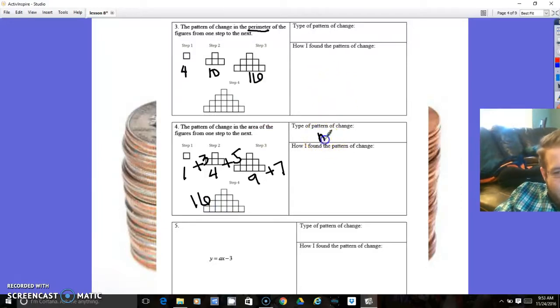So this is neither. And I know we've talked about this in the past. This is a quadratic pattern because it has a second difference. The amount that's being added is increasing by 2 each time.